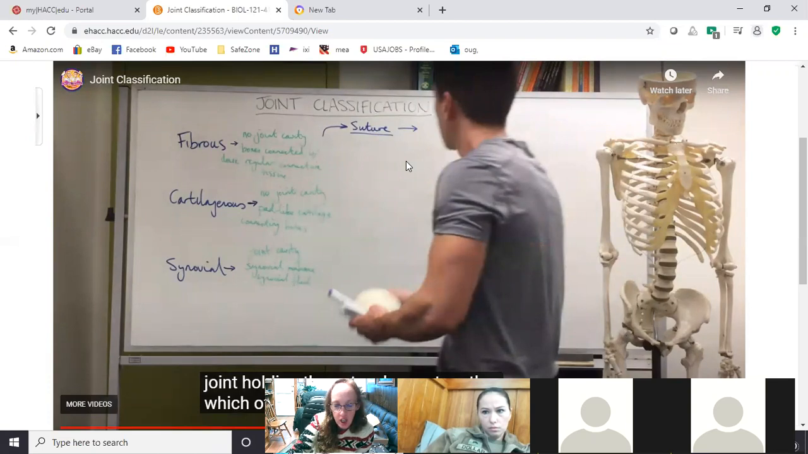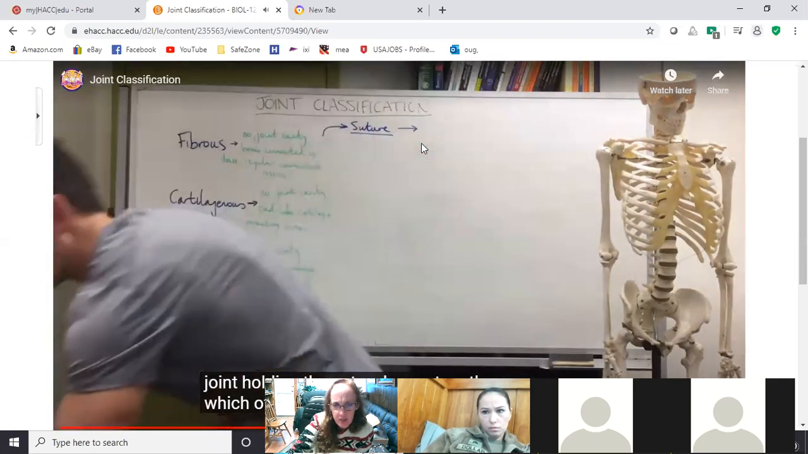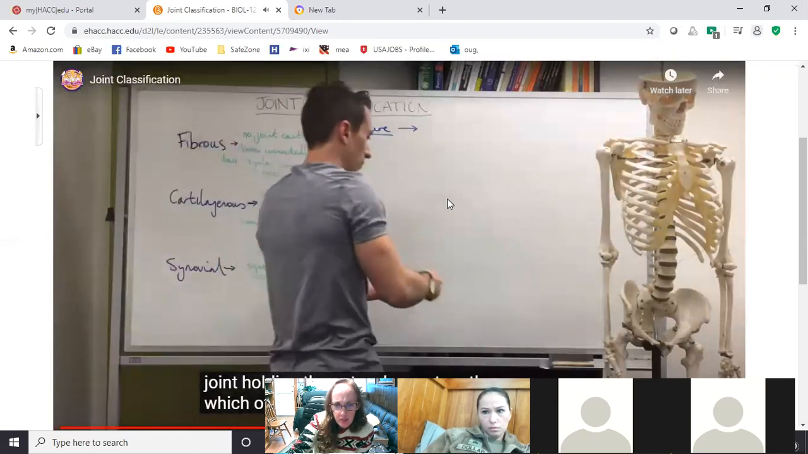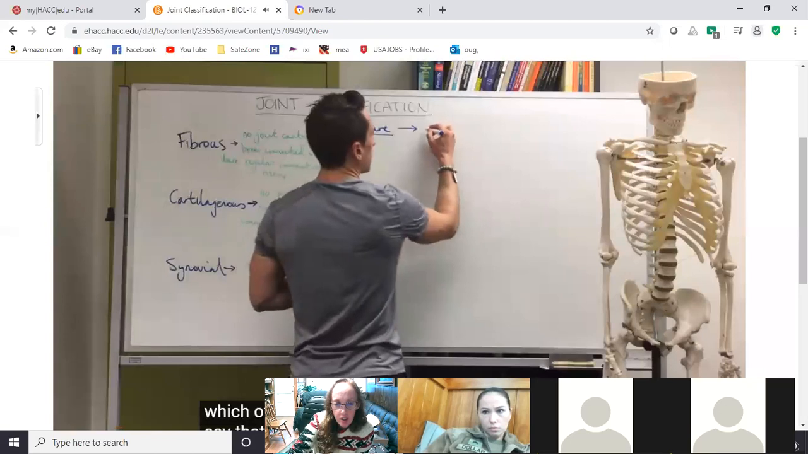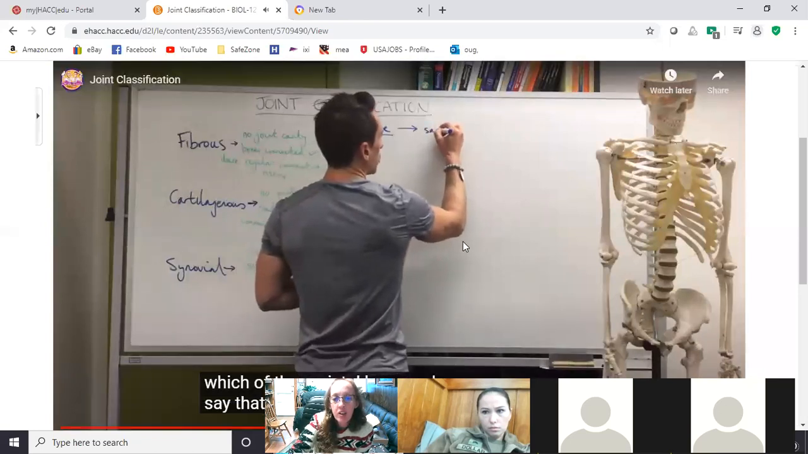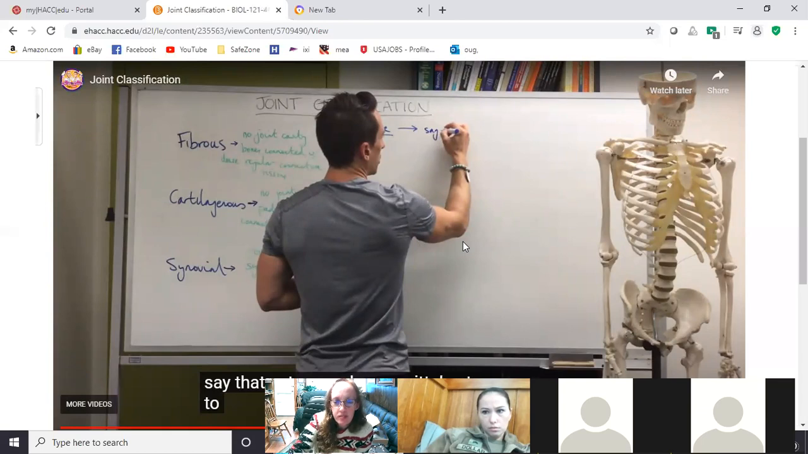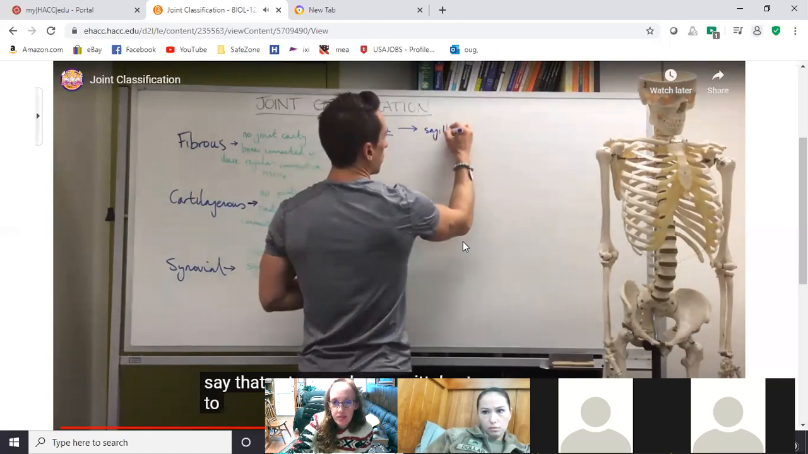So the sagittal suture, SAGITTAL, I think, not two T's. So we can say that a suture, such as the sagittal suture, that's how you spell it, is in the skull.